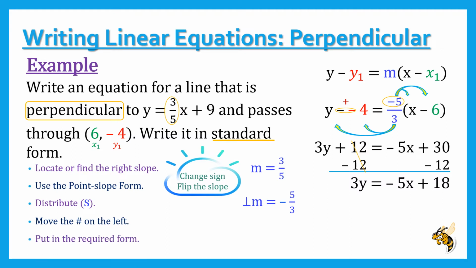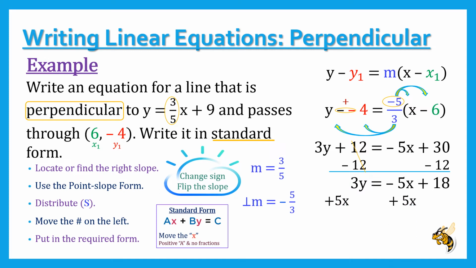They want it in standard form. And for standard form, you need to move the x. The opposite of a negative 5x is positive 5x, so therefore I need to add 5x to both sides. Now I have 5x plus 3y equals 18. The only thing I need to check and make sure is that the a needs to be positive. So the coefficient of x has to be positive, and it is positive, so therefore my answer is completed.